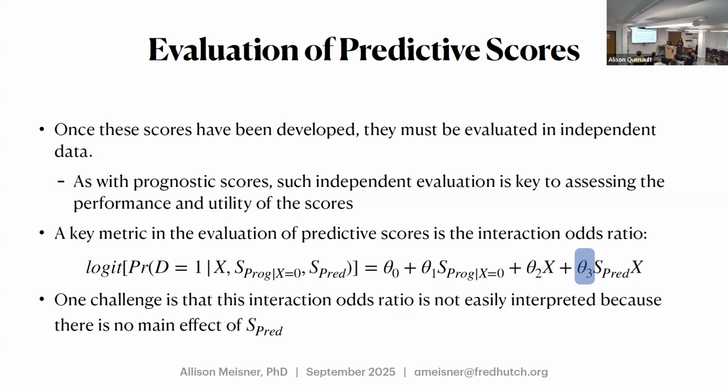I'll note that one challenge is that this interaction odds ratio is not easily interpreted on its own because there is no main effect of the predictive score. So you can't really talk about what is the effect of the intervention for a certain predictive score versus a one standard deviation higher, because you're also changing that prognostic score at the same time. So it's not ideal, but the point is that you can determine significance of that theta-3, which is informative. And then you can use that theta-3 to estimate individualized intervention effects, which are also informative.